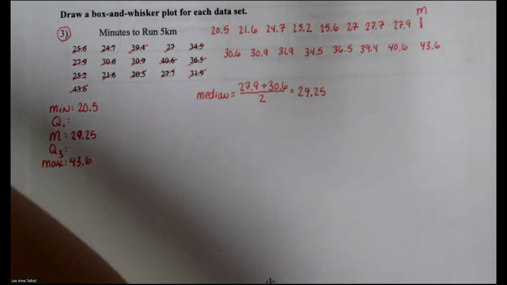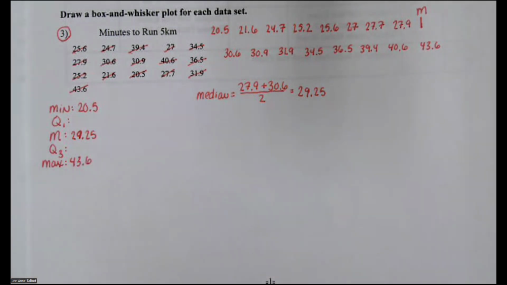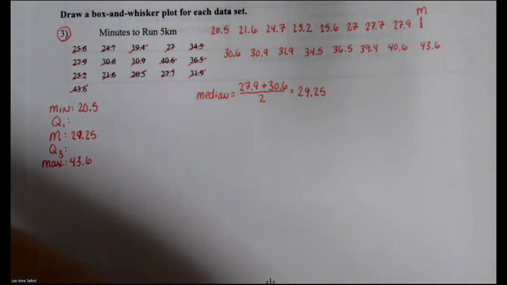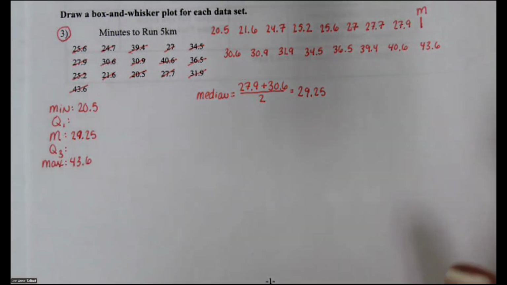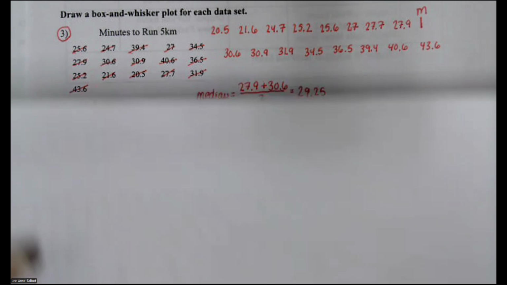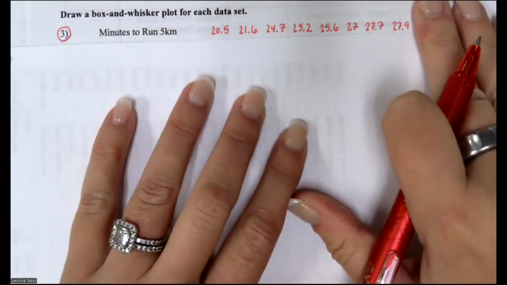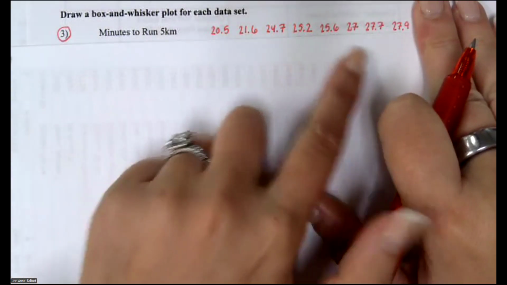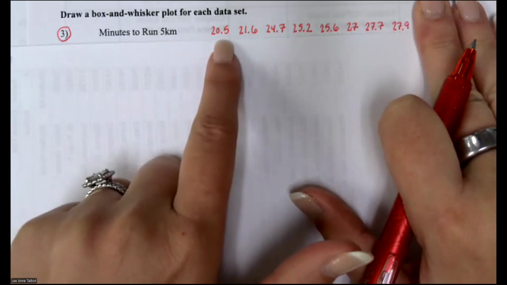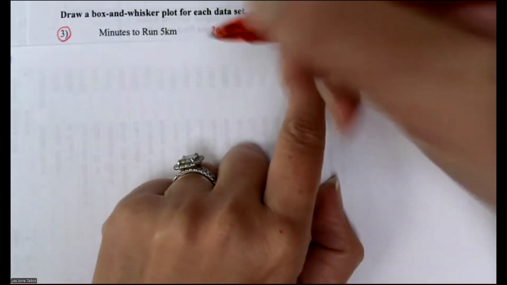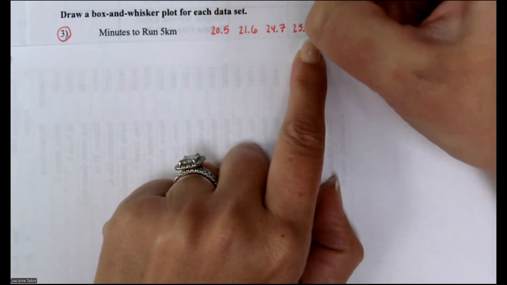Okay, let me pause there. Are there any questions about how I got the median? Okay, now to get quartile 1, I ignore everything above the median and I find the median of these. So since there's 8 numbers, 1, 2, 3, 4, it's going to be right here.